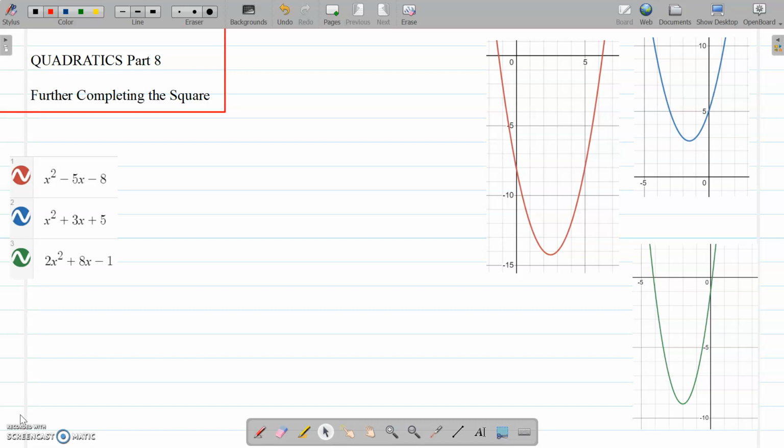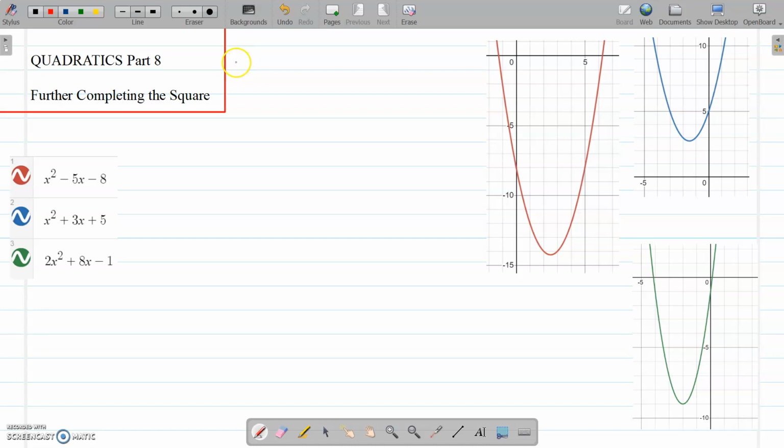So I'm going to complete the square for each of these three expressions. Now we're still not solving equations yet through completing the square, but that step will come soon, and it's quite straightforward once you understand completing the square properly. So if we take the first expression, number 1, I've got x squared minus 5x minus 8. Now what we would normally do is halve the x coefficient.